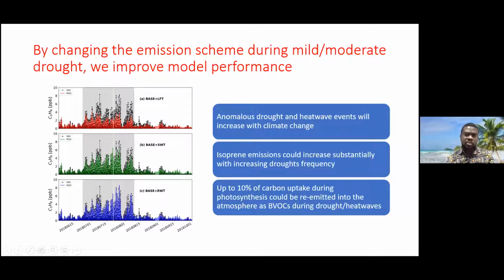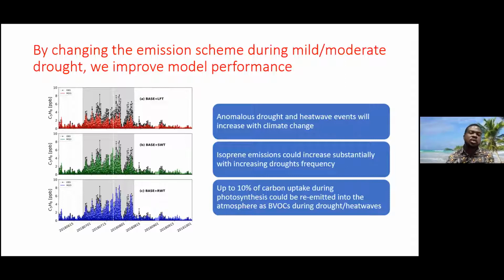And again, this is important in the context of changing climate, because anomalous drought events, such as what happened in 2018 or the 2003 heat wave across Europe, are expected to increase with global climate change. That would have an impact on isoprene emissions and could lead to a substantial increase as droughts become more frequent and severe. And that, again, could lead to up to 10% of the carbon that is taken up during photosynthesis being re-emitted back into the atmosphere as BVOCs.